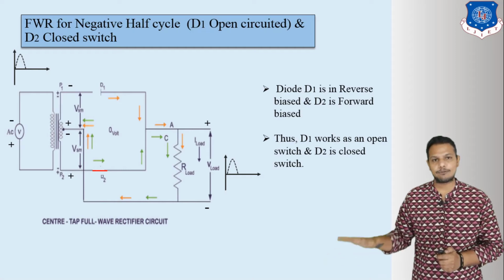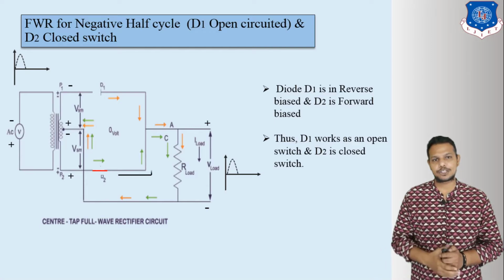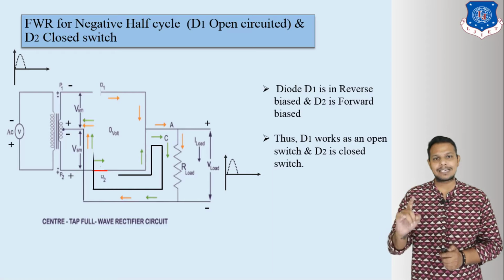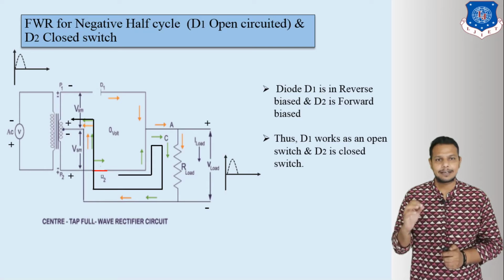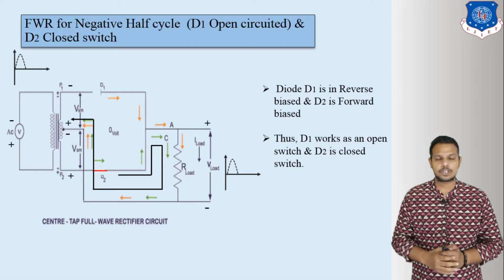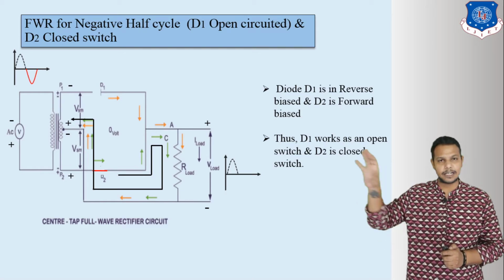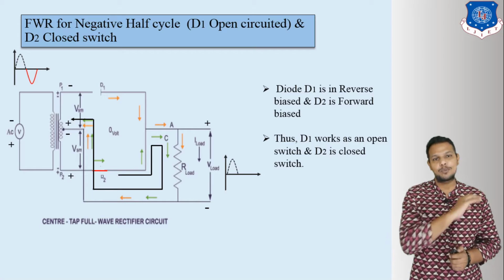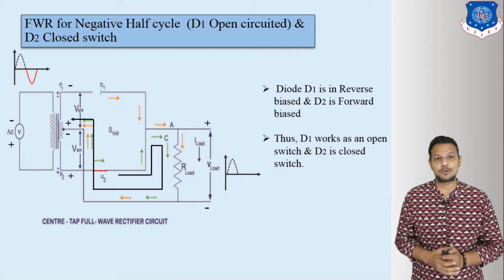If it works in forward bias, then current always flows in this direction. At that time, diode D1 works in reverse bias, that means it becomes off. So only one diode at a time is in forward bias. If we apply the negative half cycle at the input side, we will get a positive half cycle at the output side. Now this is the important thing: why do we get positive at the output side?